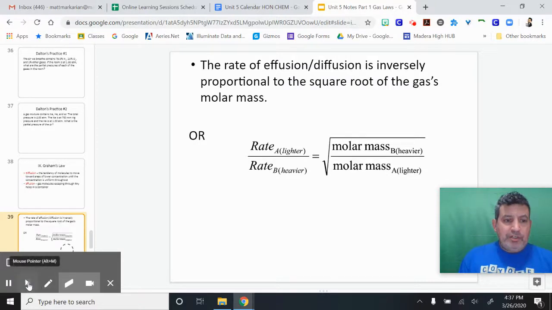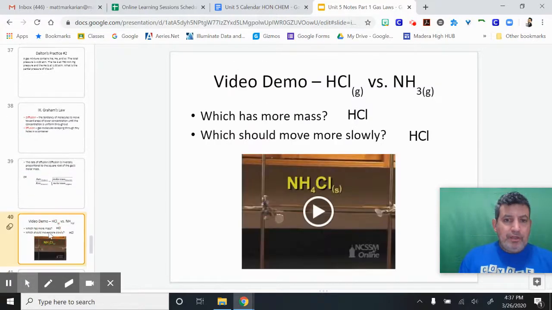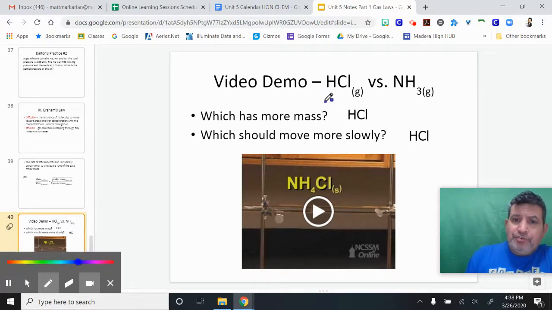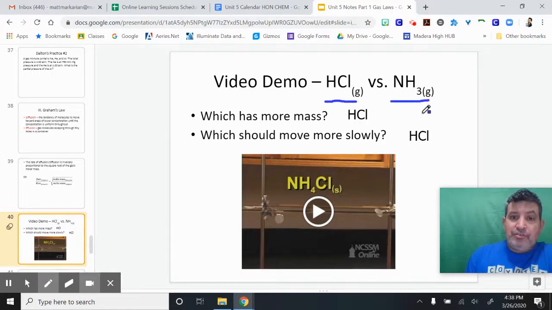Let's look at the next one. In this, we have a video demo that I want you to watch in the notes. I'm not going to play it here now, but it's really good at showing an example of this happening in real life in a lab experiment. Between these two gases, we're looking at a demo where hydrogen chloride and ammonia are mixed together in a glass tube over time. The first question is, which has more mass?